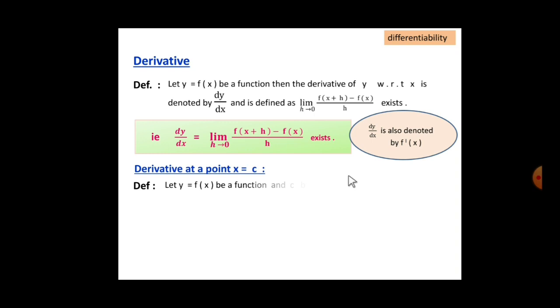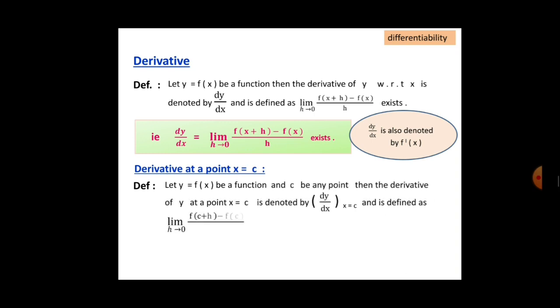See here, y is equal to f of x be a function and c be any point. The derivative of y at point c is denoted by dy by dx at x equal to c, and is defined as limit as h tends to 0 of f of c plus h minus f of c divided by h. That is, dy by dx at x equal to c equals limit h tends to 0 of f of c plus h minus f of c, if it exists.